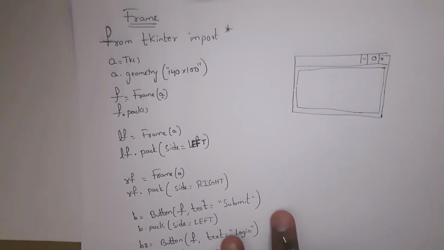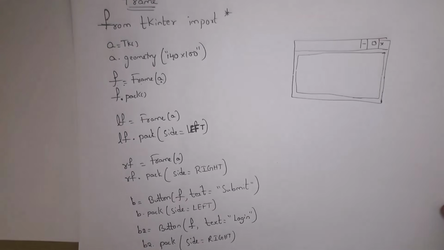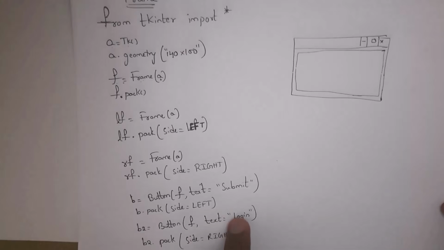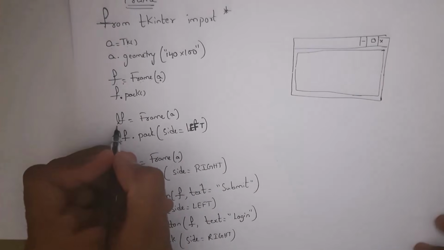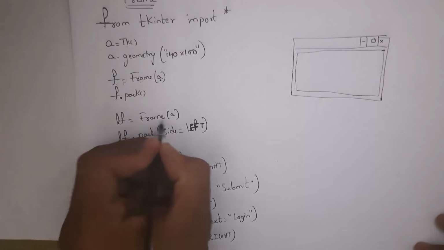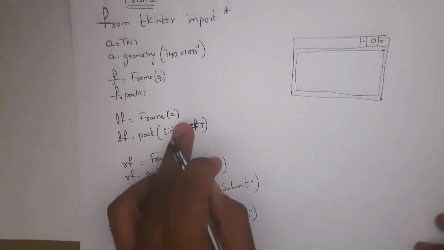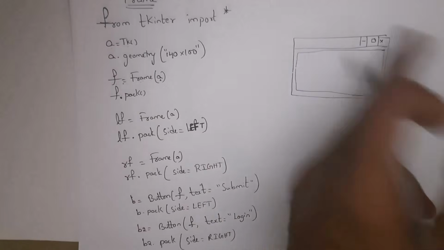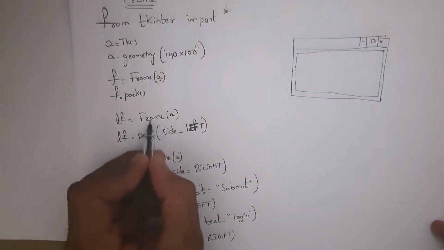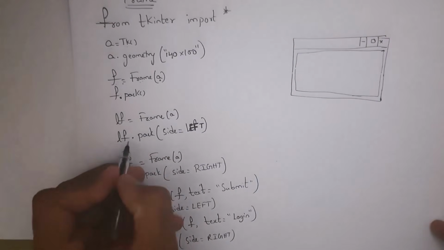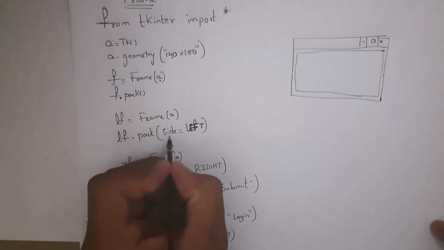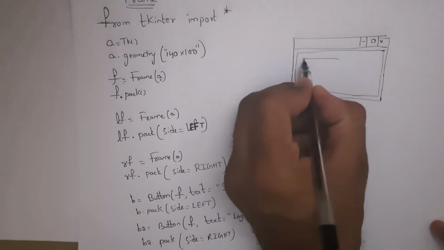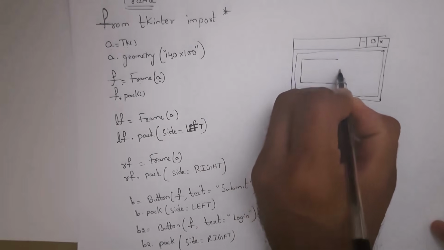Next, I want to create two more frames. One frame is in order to insert the submit button, and another frame is in order to insert the login button. At first, we will create the left frame. I am taking the variable name lf equal to Frame of a, that is, I am inserting this frame inside the window. This frame is present in variable lf, so just write here lf.pack of side equal to left. It will place one frame on the left side.